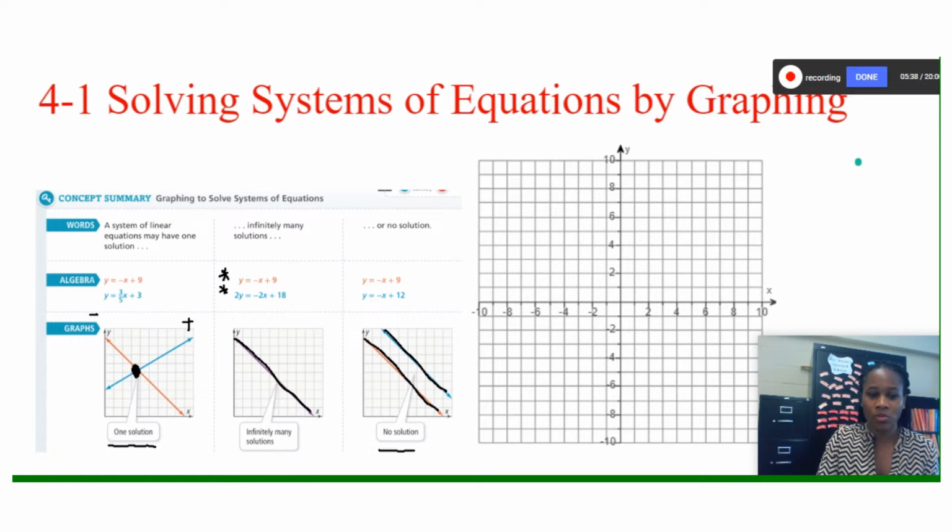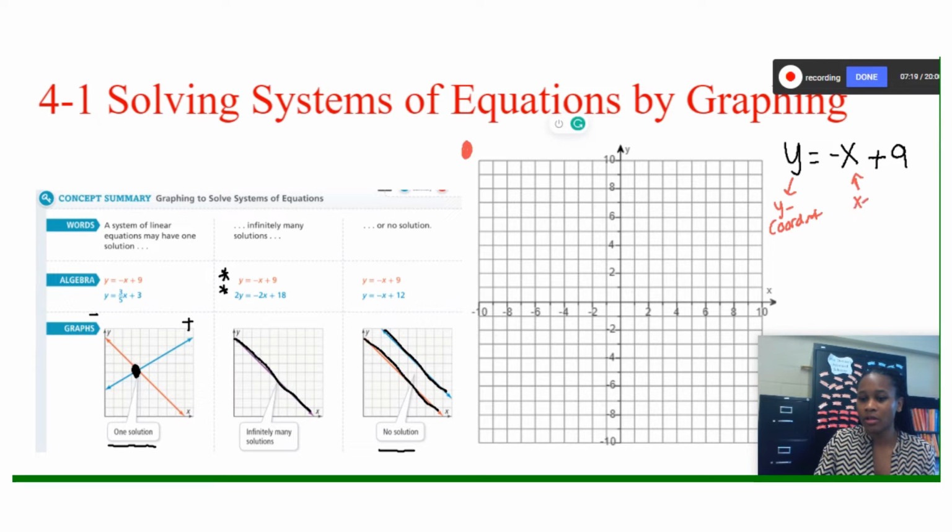So I'm going to graph out the first one. You want to make sure your equation is in y-intercept form. Right now we have equations, but later in the lesson you'll move on to inequalities. It's the same kind of concept. So we have y equals negative x plus 9. Just some reminders: y is going to be your y coordinate. x is going to be your x coordinate.